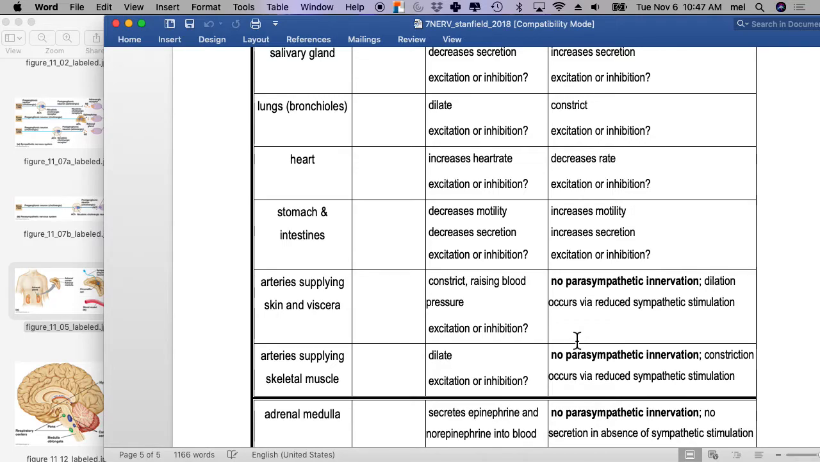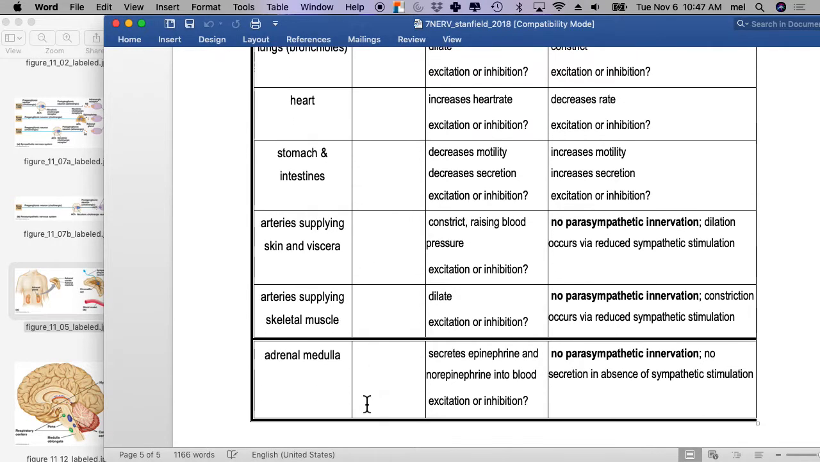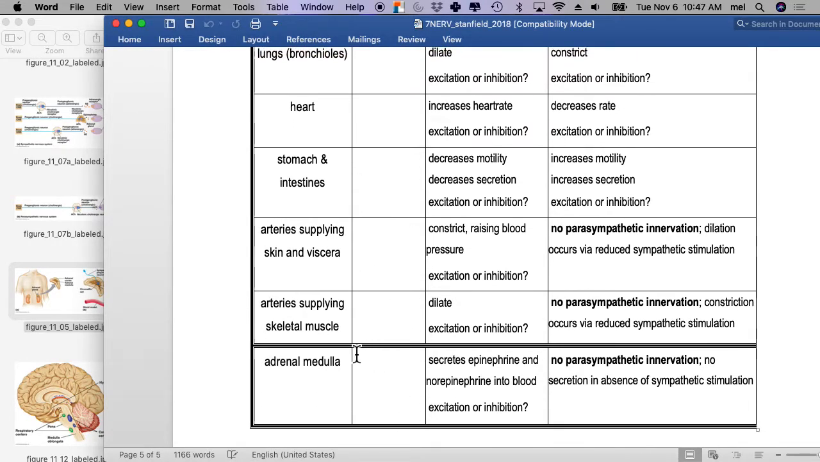So, last one we already did, but let's just reinforce it. The adrenal medulla is also stimulated by the sympathetic nervous system. What tissue is that? Gland, yeah. Okay. And what this one does is it secretes epinephrine and norepinephrine into the bloodstream. Does that represent excitation or inhibition? Excitation. There's no parasympathetic innervation of the adrenal medulla. You just don't stimulate it when you're not freaked out.